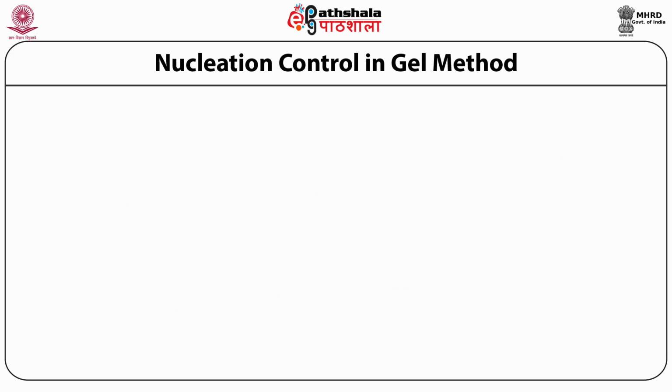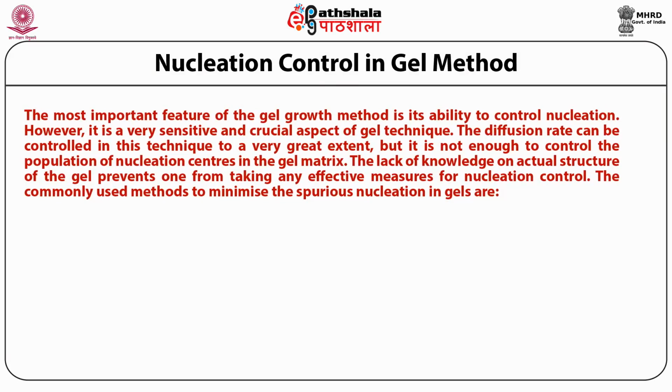Nucleation control in gel method. The most important feature of the gel growth method is its ability to control nucleation. However, it's a very sensitive and crucial aspect of the gel technique. The diffusion rate can be controlled in this technique to a very great extent, but it is not enough to control the population of nucleation centers in the gel matrix. The lack of knowledge on the actual structure of the gel prevents one from taking any effective measures for nucleation control.